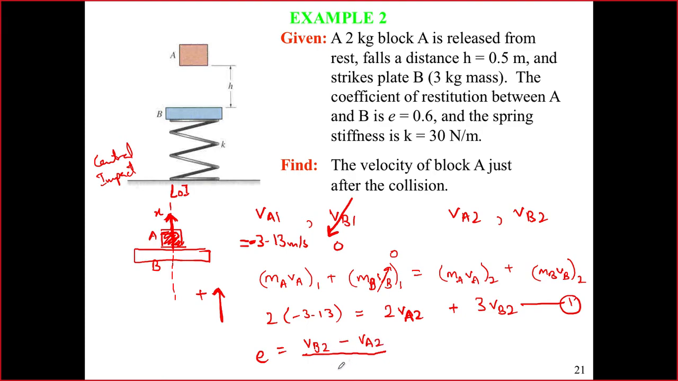And in the denominator is the relative velocity of approach. A आ रहा है B की तरफ, इसलिए A की velocity is going to be first VA1 minus VB1. ठीक? So substituting these in here, only this one is 0. So the rest is e, which is 0.6, multiplied by VA1, which is minus 3.13, is going to be equal to VB2 minus VA2. And now this is my second equation right here.